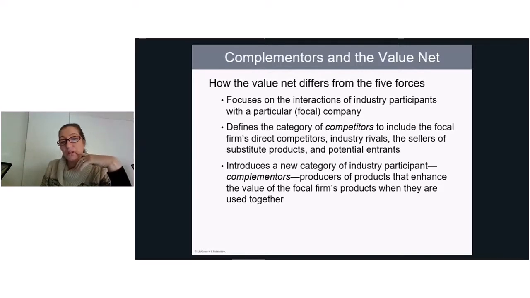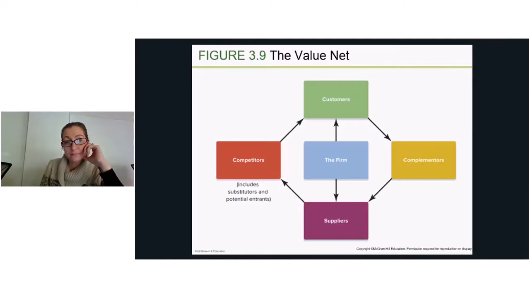When you're introducing a new category of industry participants, producers of the products enhance the value of the focal firm's products when they are used together. Okay, so the value net introduces a new category of industry participant, those that complement the firm, producers of products that enhance the value of the firm when they are used together. So we're looking at the value net there.